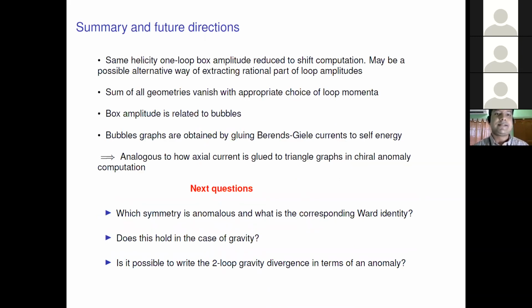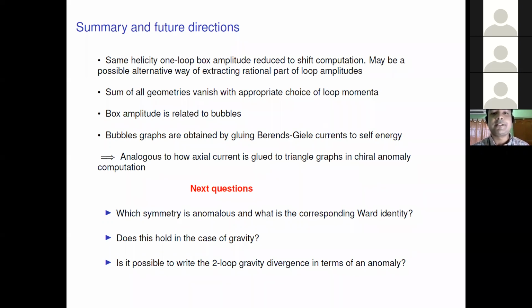So I then discuss the summary and future directions. First of all, what we did is the semi-helicity box amplitude calculation by a method of shifts. And this is one way of extracting the rational part of loop amplitudes. And then we saw that the sum of all geometries vanishes with some appropriate choice of loop momenta. Further, we saw that this box amplitude is related to bubbles because of this identity that the sum of all geometries vanishes with the appropriate choice of loop momenta.